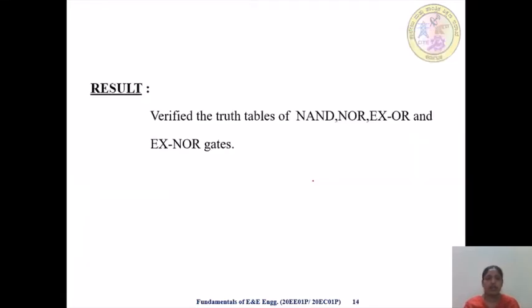After conducting the experiment, you need to conclude as a result: verify the truth tables of NAND, NOR, XOR and XNOR gates. Now, Shanta Mukherjee, selection grade lecturer, will show you how to conduct this experiment in the laboratory.